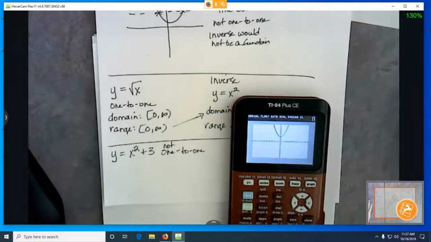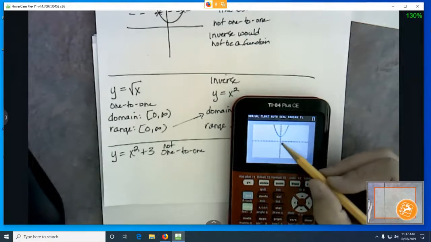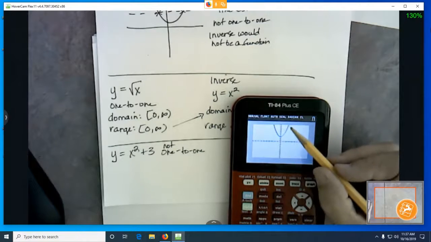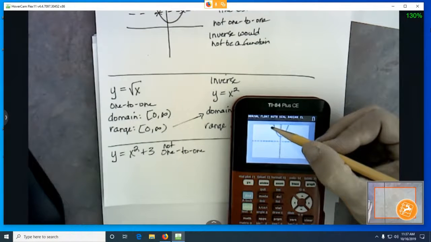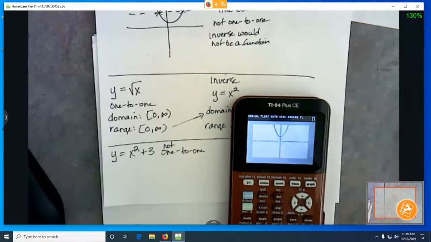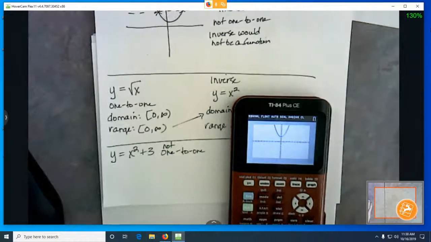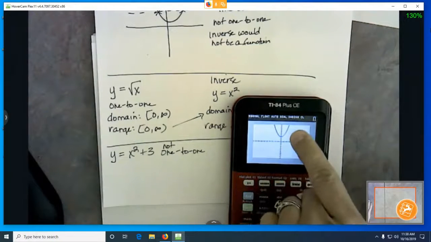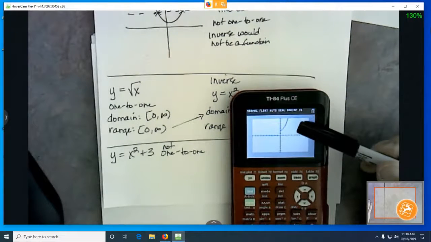So one way we could do this is just to take the right half of the parabola. So we could say that x is going to be greater than or equal to 0. If we wanted to get fancy, we could even take the left half of the parabola. So we could say x is less than or equal to 0. Or we could even take a smaller piece, as long as the piece that we're going to take is one-to-one. So let's just do this the easy way and just take the right half of that parabola.